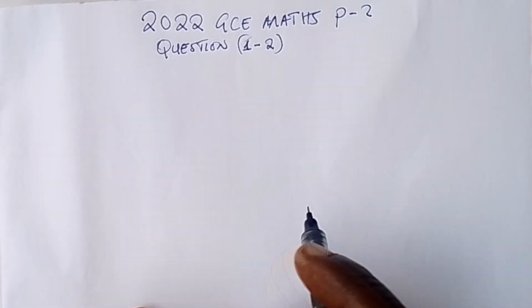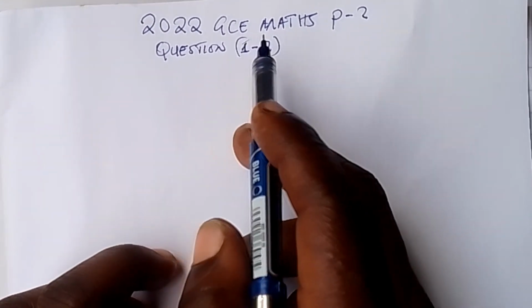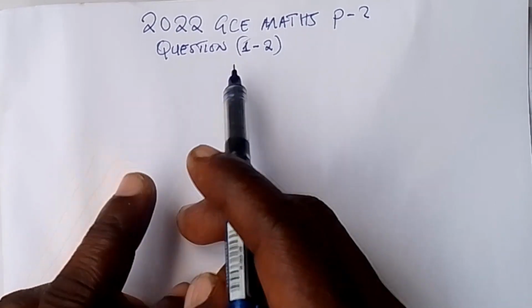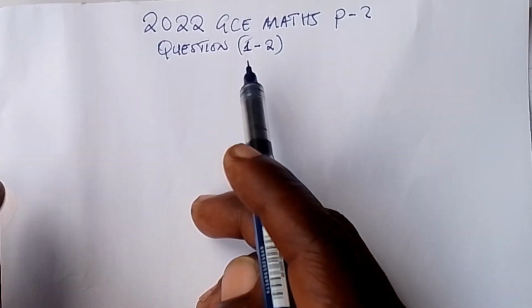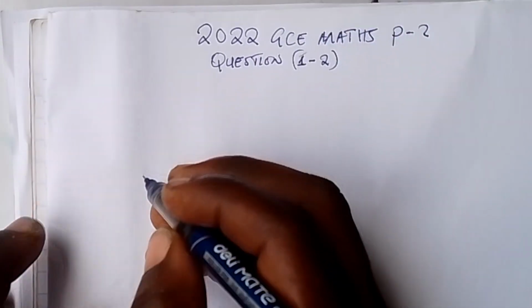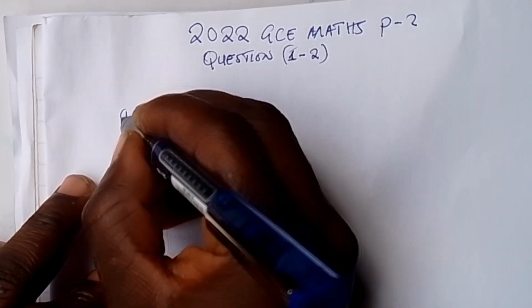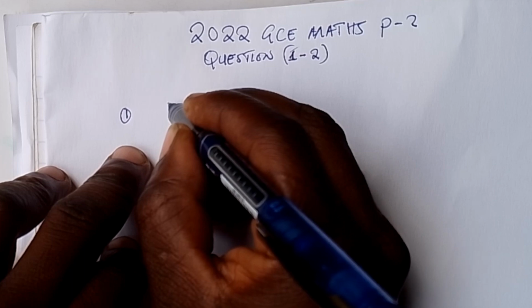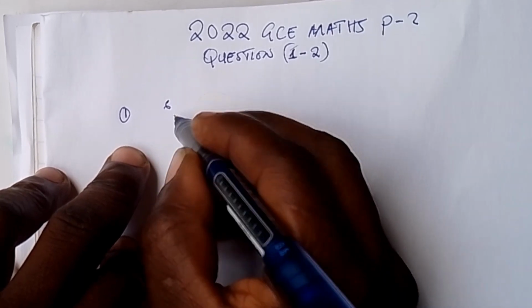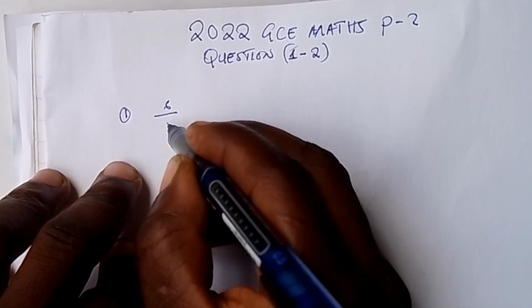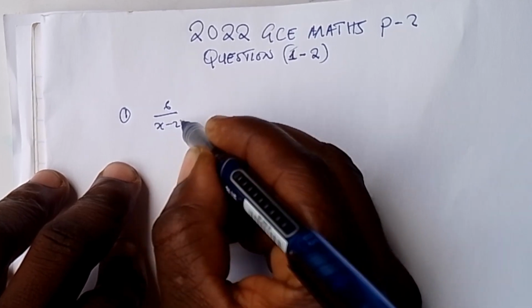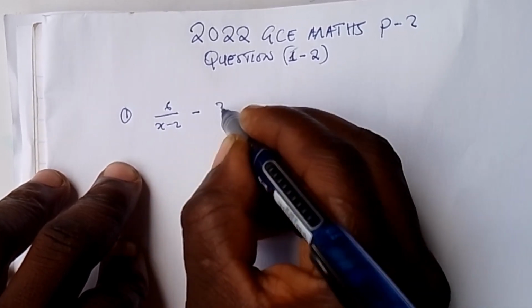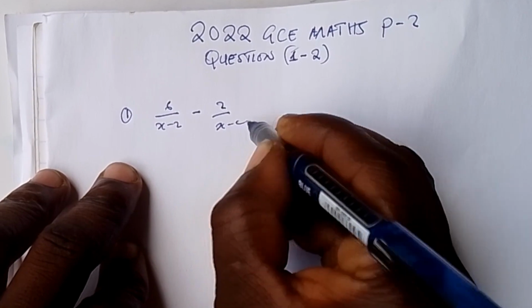Back today we are looking at 2022 GCE Math Paper 2 and we'll be answering from question 1 up to question 2. The first question was a single fraction. We have to simplify it, okay? We have 6 over x minus 2, then minus 2 over x minus 4, okay?